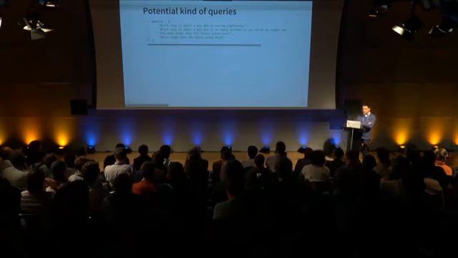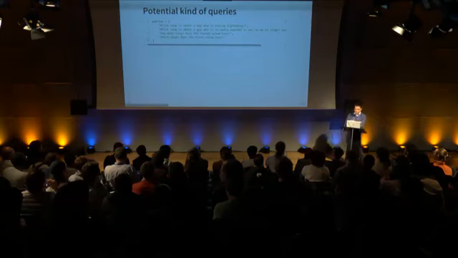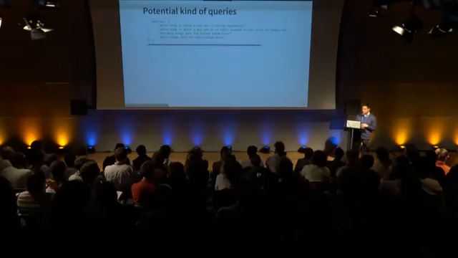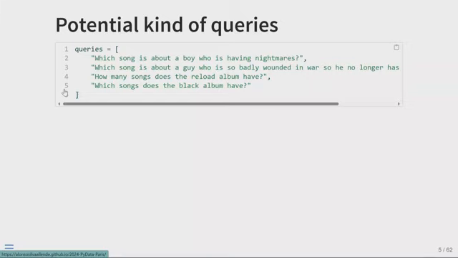One type is related to the content of the song. So for example, which song is about who is having nightmares? Anybody knows? Yeah. And the other is related more towards the structure of the data. For example, how many songs does the Reload album have, or which songs compose this album? And those are two different kinds of queries, no?